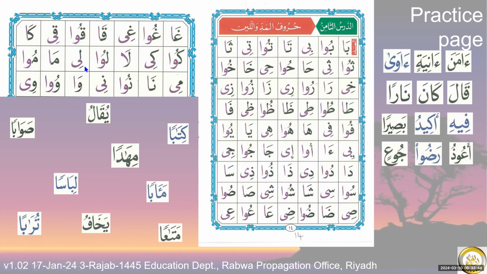La, lu, li. Mim fatha alif, ma. Mim dhamma waw sukun, mu. Mim kasra ya sukun, mi. Ma, mu, mi. Nun fatha alif, na. Nun dhamma waw sukun, nu. Nun kasra ya sukun, ni. Na, nu, ni. Waw fatha alif, wa. Waw dhamma waw sukun, wu. Waw kasra ya sukun, wi. Wa, wu, wi. Here this one is an alif mad, this one is a waw mad, this one is a ya mad. Similarly, alif mad, waw mad, ya mad.